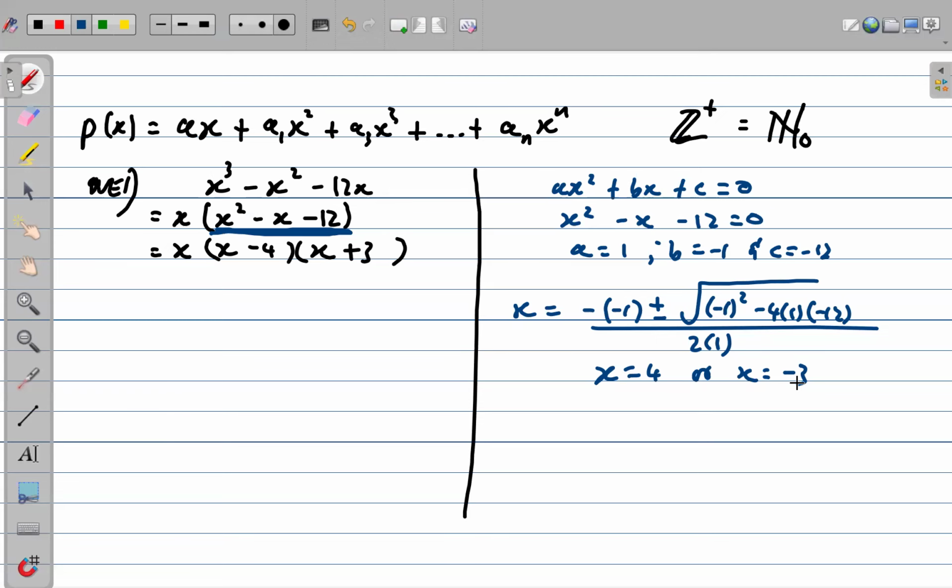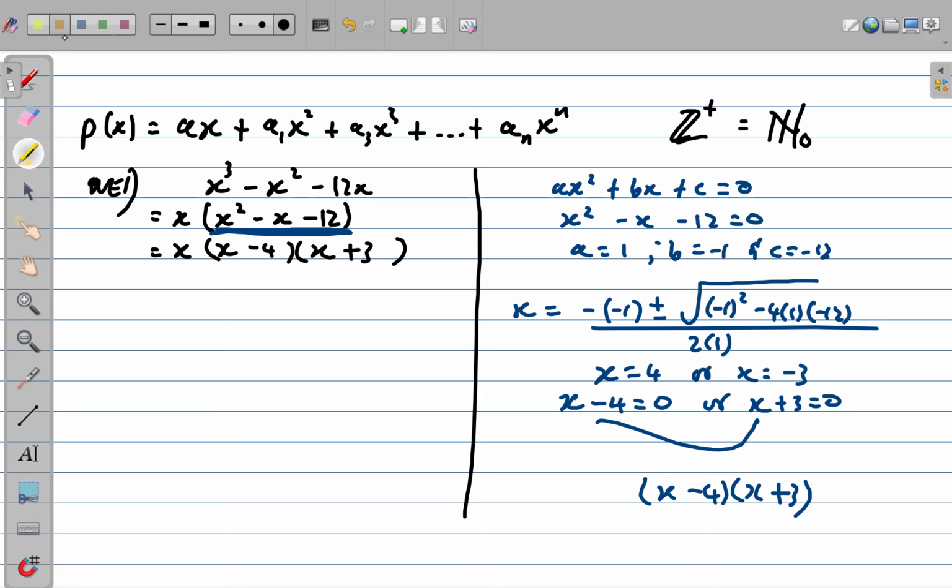If you think of solving an equation for x and you have factorized, if x equals 4, then that means you had x minus 4 equals 0. And if x is equal to negative 3, it means you had x plus 3 equals 0. Now, this simply means x minus 4, x plus 3 are your factors. And that's exactly what we have here, x minus 4, x plus 3.